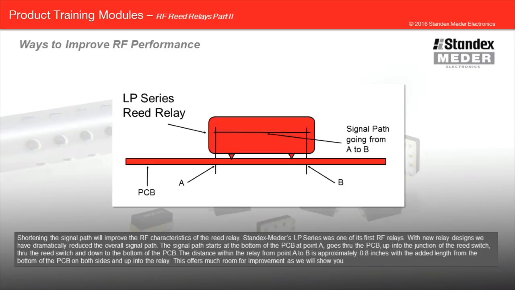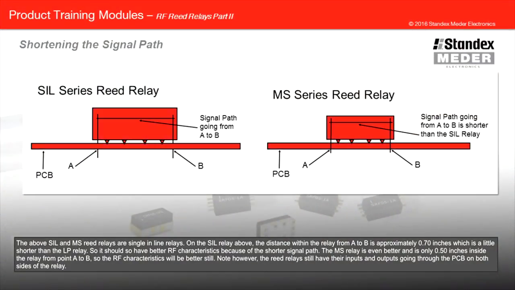Standex Meder's LP series was one of its first RF relays. With new relay designs, we have dramatically reduced the overall signal path. The signal path starts at the bottom of the PCB at point A, goes through the PCB up into the junction of the reed switch, through the reed switch, and down to the bottom of the PCB. The distance within the relay from point A to point B is approximately 0.8 inches, with the added length from the bottom of the PCB on both sides and up into the relay. This offers much room for improvement, as we will show you. Above, the SIL and MS reed relays are single inline relays.